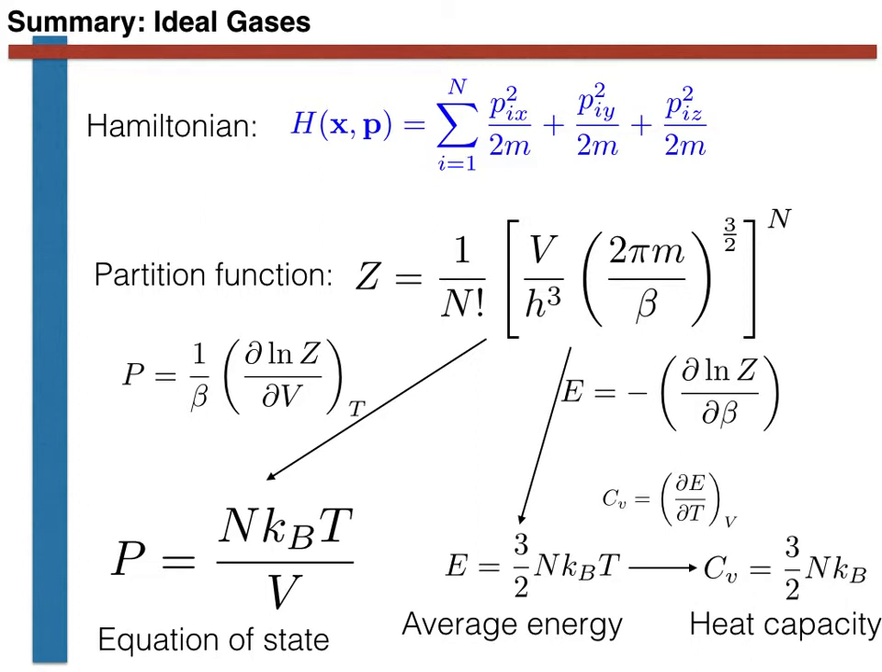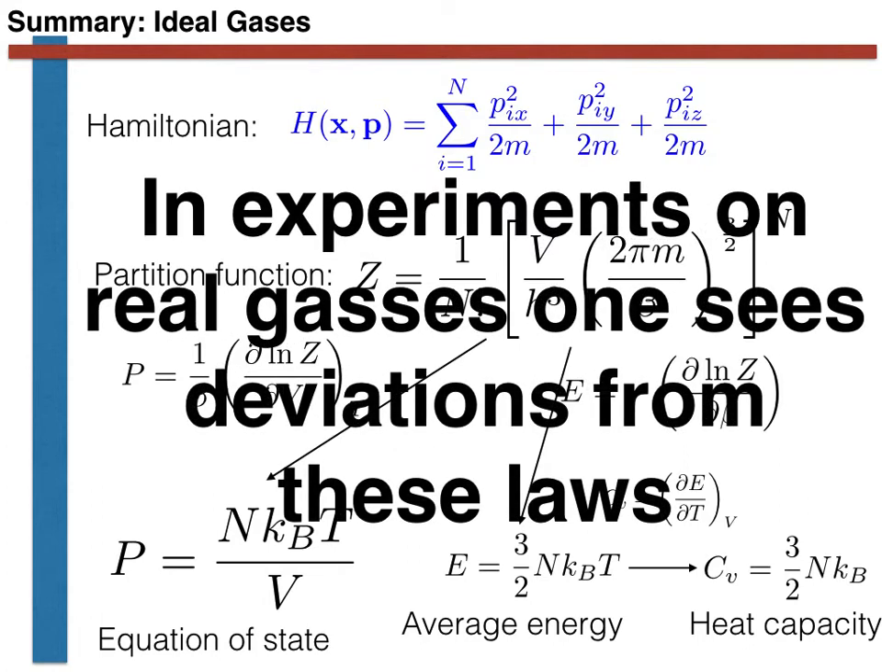Throughout all of this, we have taken pains to refer to the model system under investigation here as an ideal gas. We have done so because the behavior of real gases deviates from the laws described on this page. In this video and the next, we are going to look at why there are these deviations and how we can create more realistic models for gases.